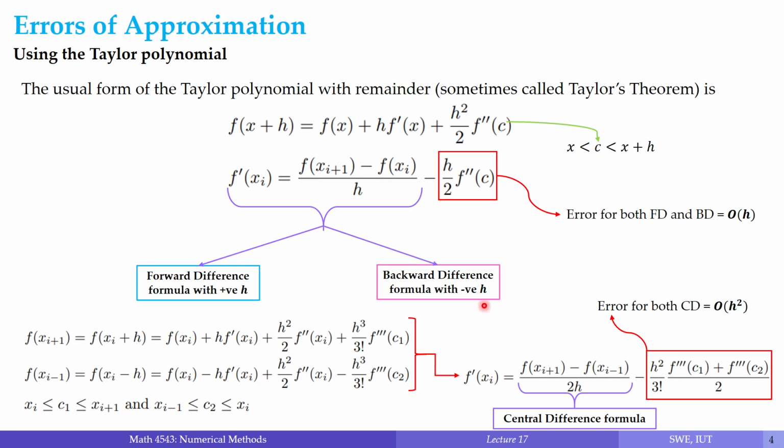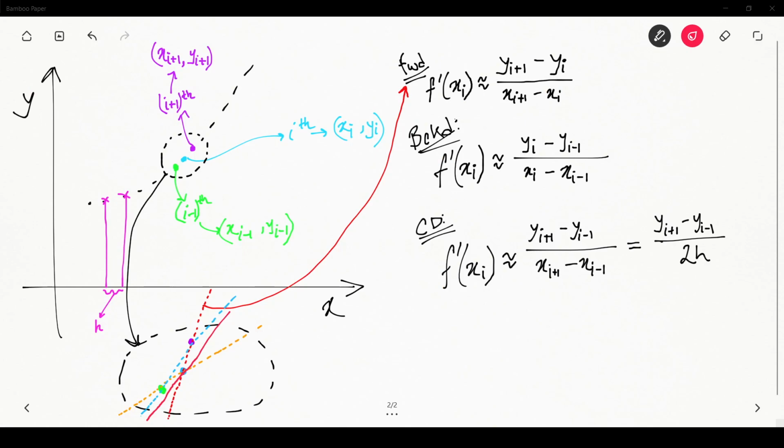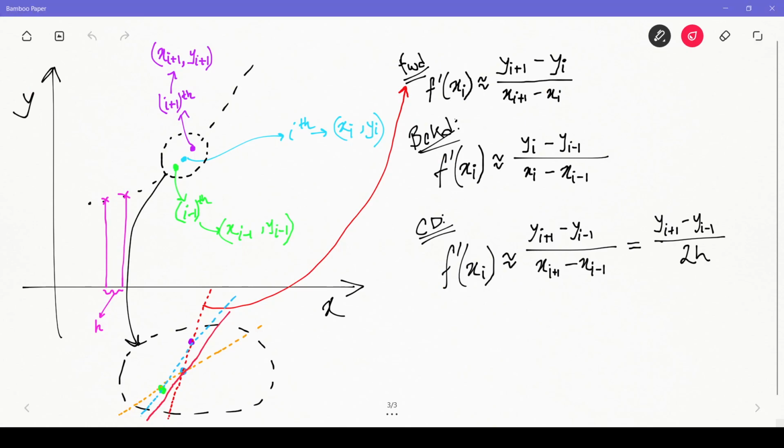Okay, now let's talk about our central difference formula. Instead of showing it using my mouse pointer, let's try to flesh it out. Let's go back to our bamboo paper and see how the central difference formula works. Let's go to the next page.